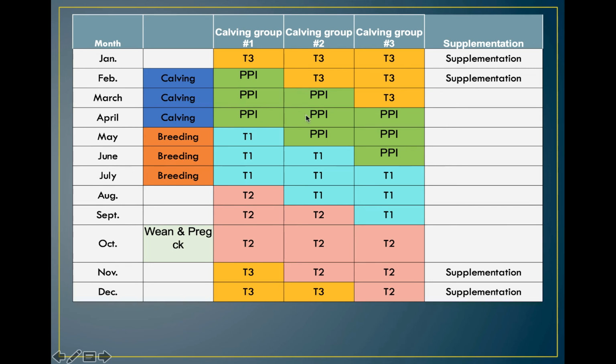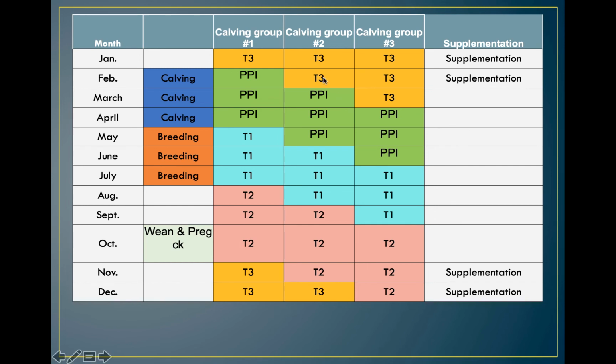But keep in mind that if we have a herd of 100 cows, not all 100 cows are going to get serviced by the bull on May 1st. So we have some cows that are probably not going to get serviced by the bull until June. So trimester 1 doesn't start for them until June. So this is going to be calving group number 2. And then it goes through the same length of time. The only thing that shifts is the month that they're actually in these trimesters or the postpartum interval.